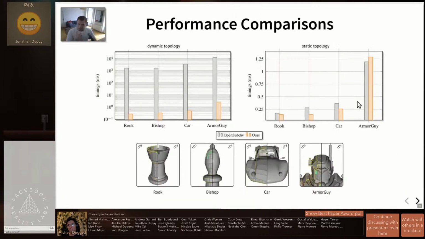So with this algorithm at hand, we benched our algorithm against OpenSubdiv. So first in the context of dynamic topology, which was the original motivation for this work. And so for this, we obtained very large speedups, as I mentioned in the introduction. And for static topology, again, we have more or less similar performances.